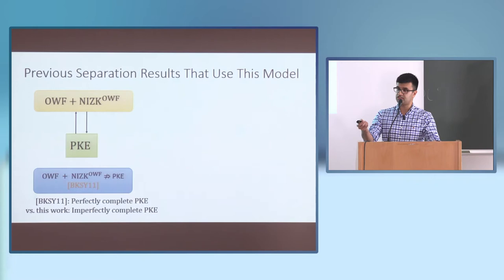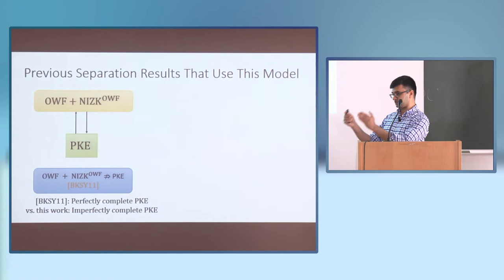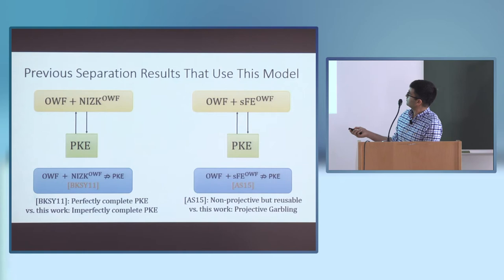As Puya mentioned, the impossibility result of Impagliazzo and Rudich is very challenging. And then Barak et al. show a very nice argument that if you want to restrict yourself to perfectly complete PKE, there is a very nice, easy to understand impossibility result of PKE from one-way functions. Another result by Asharov and Segev shows that you cannot build public key encryption from one-way functions and secret key functional encryption for circuits with one-way function gates. Essentially, this result rules out the possibility of using non-projective but reusable garbled circuits as a way of bridging the gap between public key encryption and one-way functions. But we focus on projective garbling, which is a property that is crucially used in most of the applications of garbling.